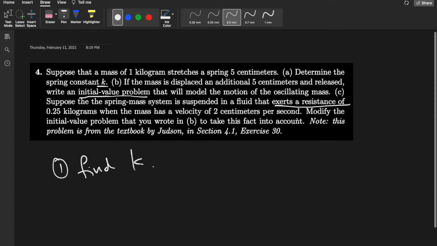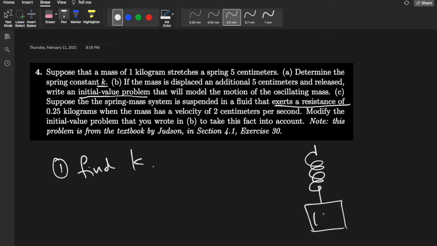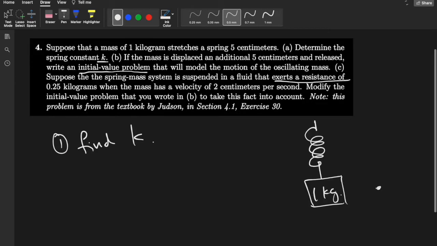What we have here is a mass spring system, which means we have a spring like that, and then a mass hanging off of it, a 1 kilogram mass. The forces acting on this mass: there's a spring force pulling it upwards, which we'll call Kx, and a gravity force pulling it downwards, which is mg. Where x is our displacement, g is gravity, m is our mass, and k is our spring constant.